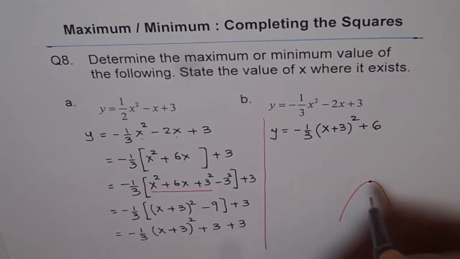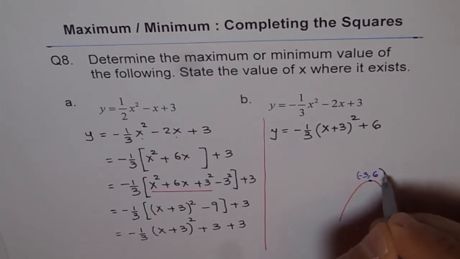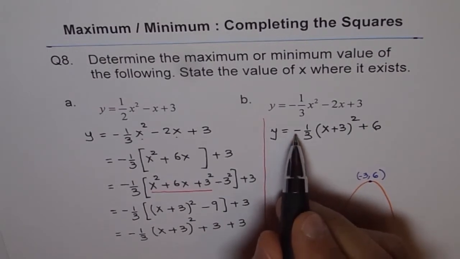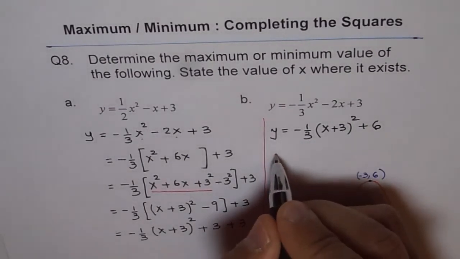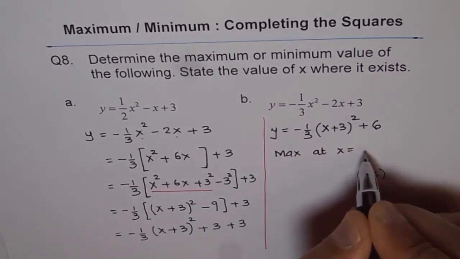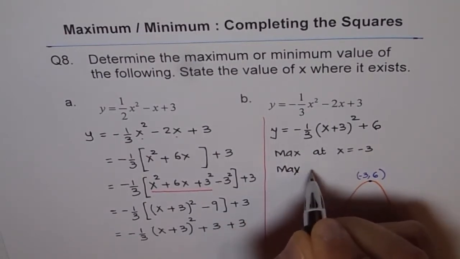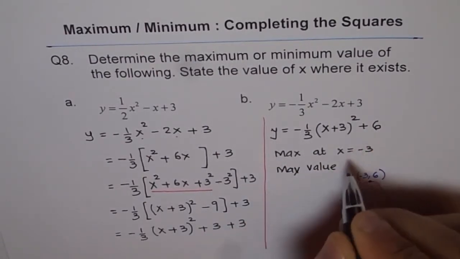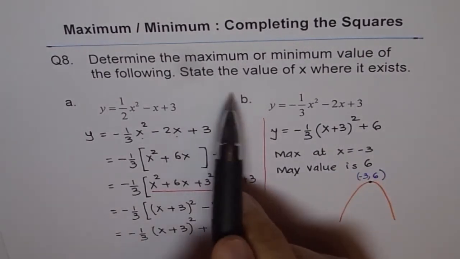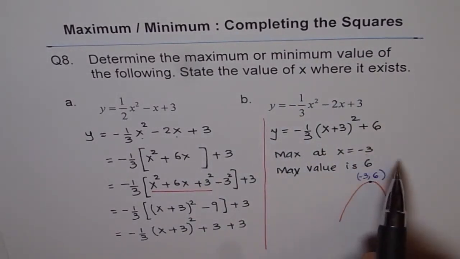x equals minus 3 and y value of 6, correct? So that is how we are going to get a parabola. And you can see if it opens downwards, you'll have a maximum. So we get a maximum at x equals minus 3. And what is the maximum value? Maximum value is 6. That is the answer. So state the value of x where it exists. It exists at x equals minus 3. And the maximum is this.